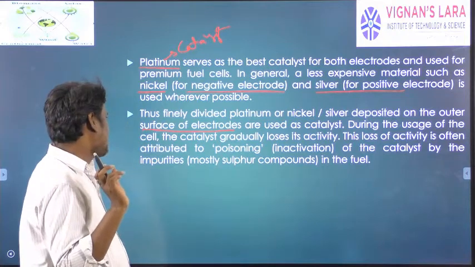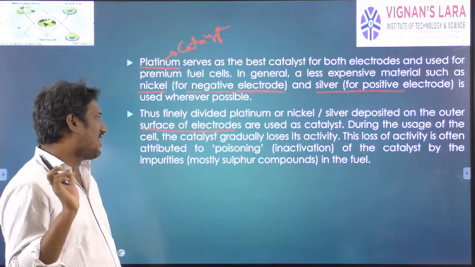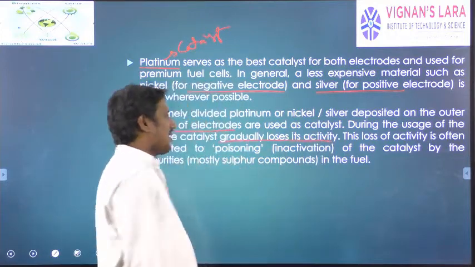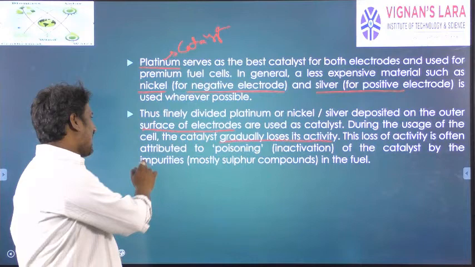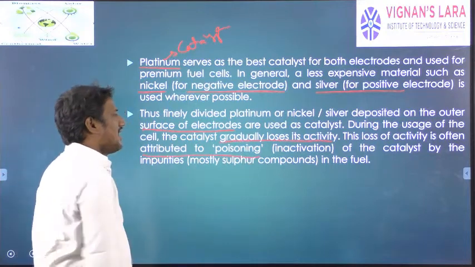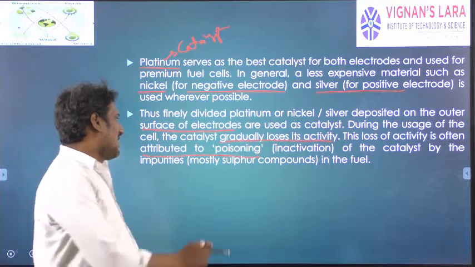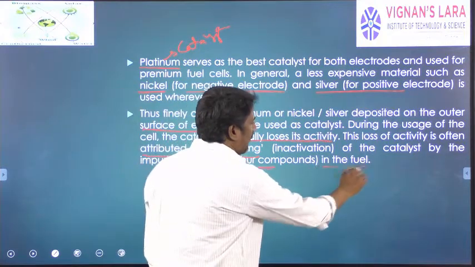During the usage of the cell, the catalyst gradually loses activity. This loss of activity is often attributed to poisoning, the inactivation of the catalyst by impurities, mostly sulfur compounds in the fuel.